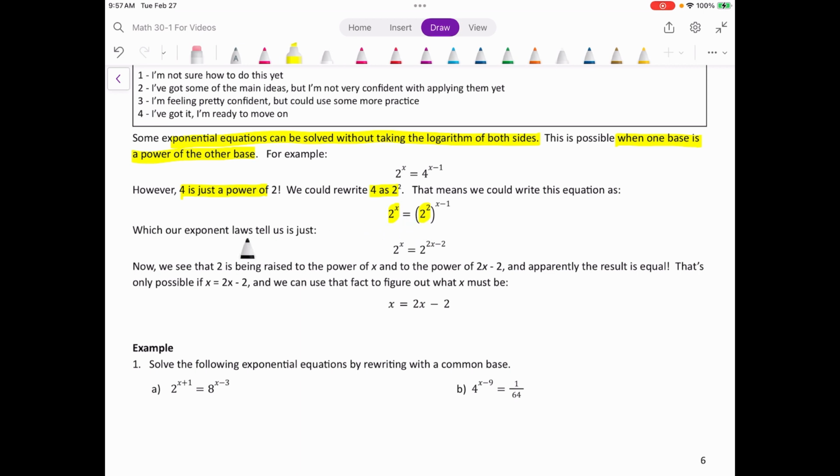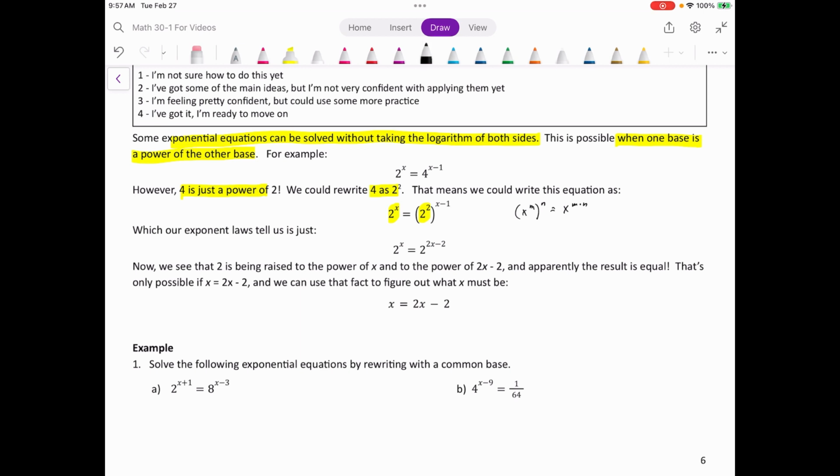And then our exponent laws, since we have 2 to the 2 being raised to the power of x minus 1, right? Whenever we have x to the m being raised to a power n, we can rewrite that as x to the m times n, right? So we can multiply that 2 by x minus 1. So 2 times x is 2x. 2 times negative 1 is minus 2. So this is just 2 to the x equals 2 to the 2x minus 2.